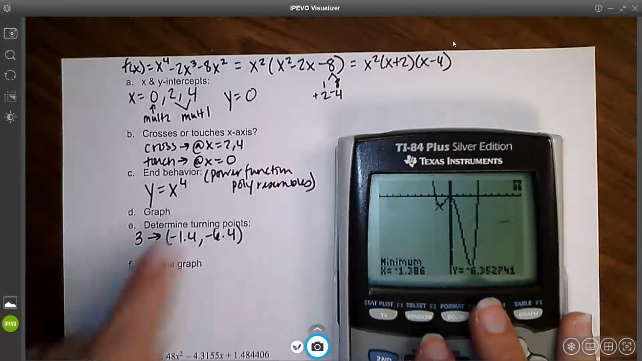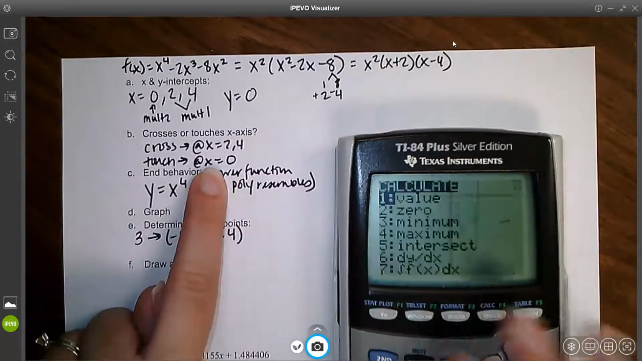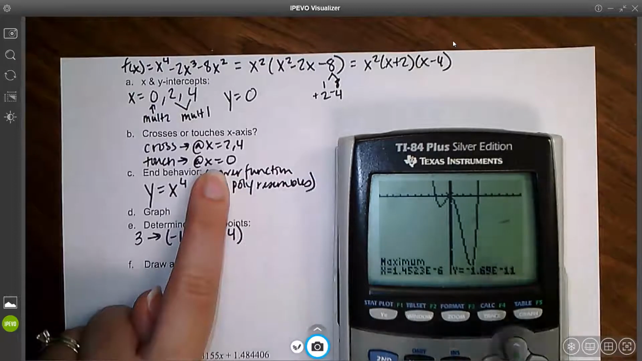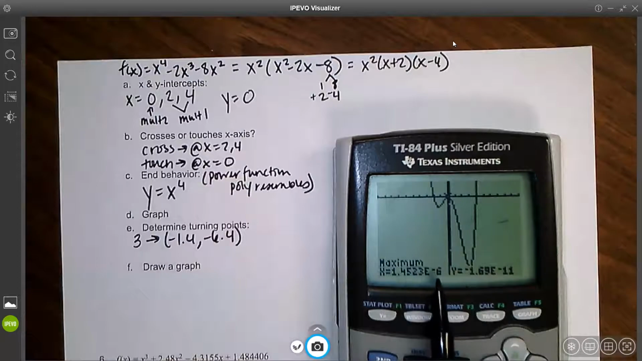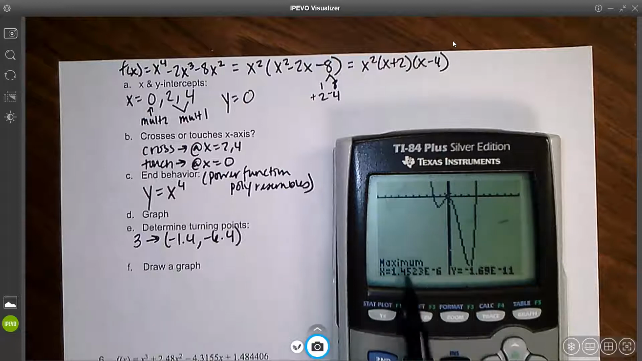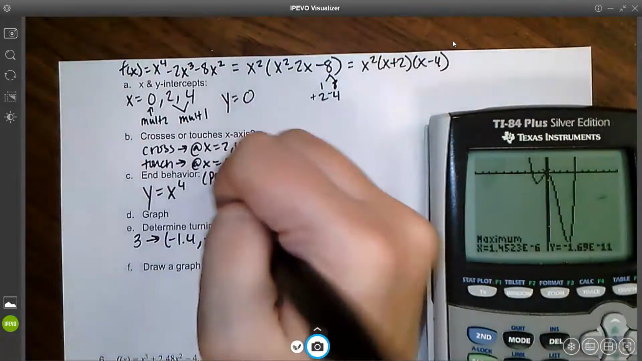Do it again. I know I had a touching at 0, so you can verify that using the maximum. Or you can just know that that's going to be a 0, 0. This here is times 10 to the negative 11. So what this is, 0.000001, which is 0. I don't know why these calculators round like that sometimes, but sometimes they do. So when you see that, that means 0. So we have the 0, 0.